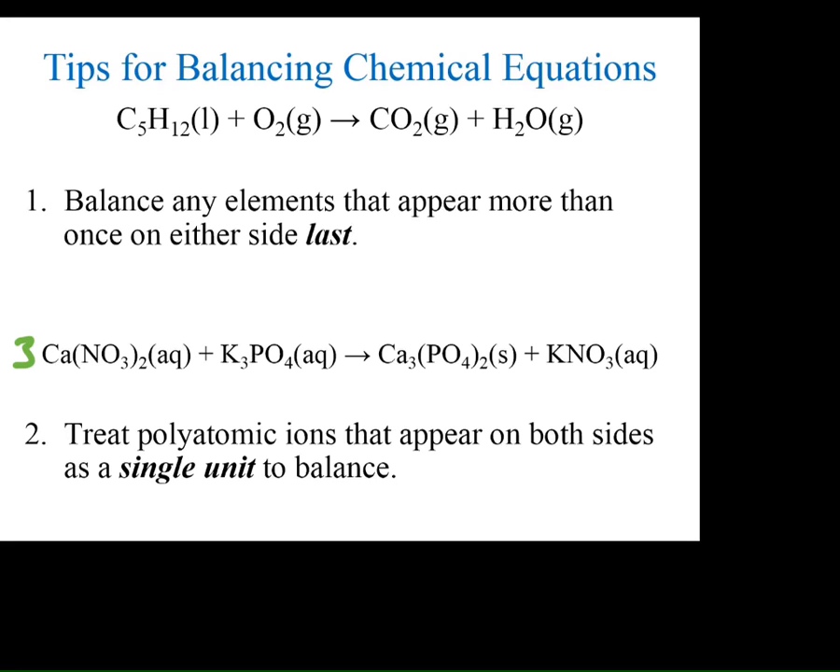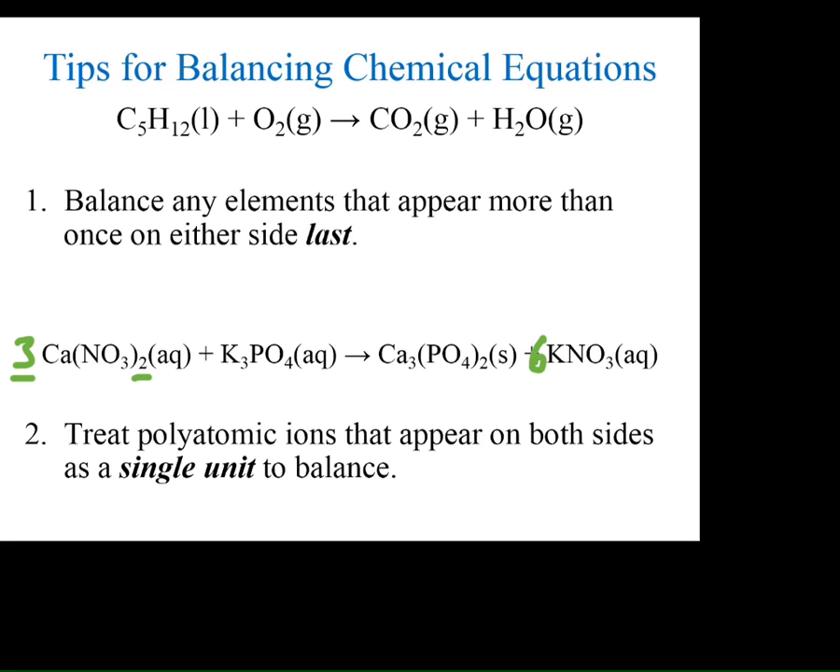Now, how many nitrates? 3 times 2, right? See that? 3 times 2. I have 6 nitrates. So we're balancing the nitrates, the whole thing. How many nitrates are on the right? 1. NO3 is a nitrate. That's not 3 nitrates. NO3 is not 3 nitrates. So I need 6 nitrates. So we'll try a 6 here.